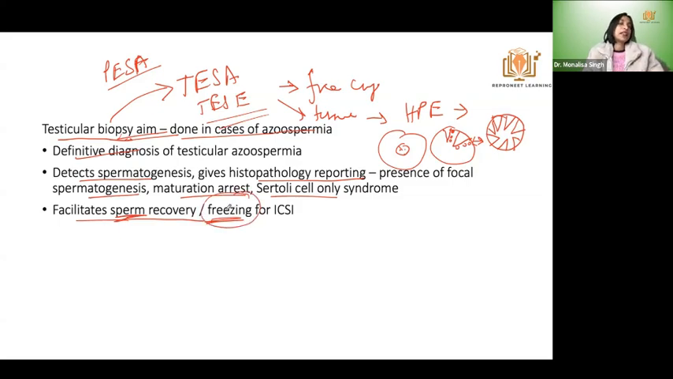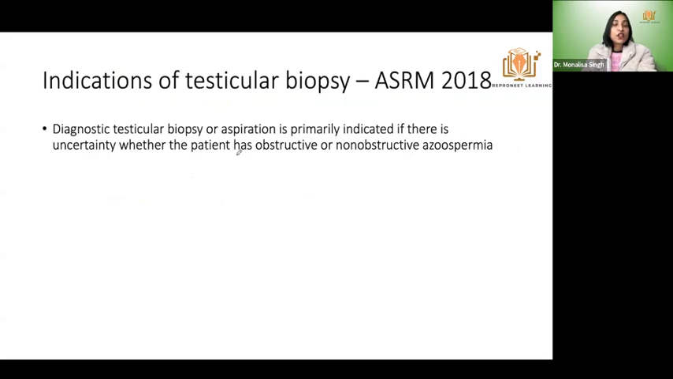We start evaluating. We tell them, let's evaluate, let's see your biopsy. If spermatozoa are there, we'll freeze and then we'll stimulate your wife, we'll collect her oocytes and we'll do IVF, right? These are the aims. What are the indications according to guidelines?